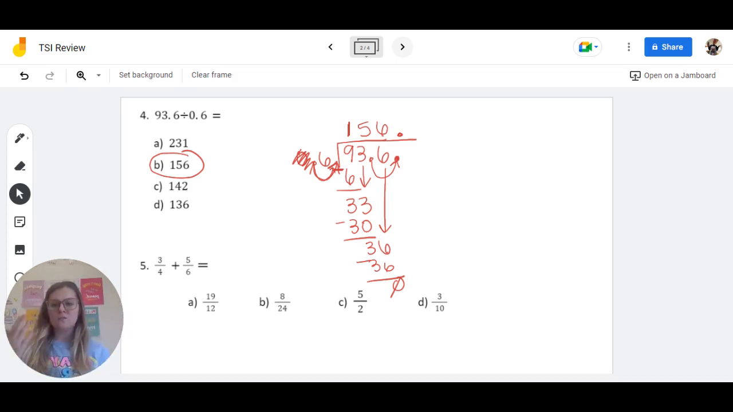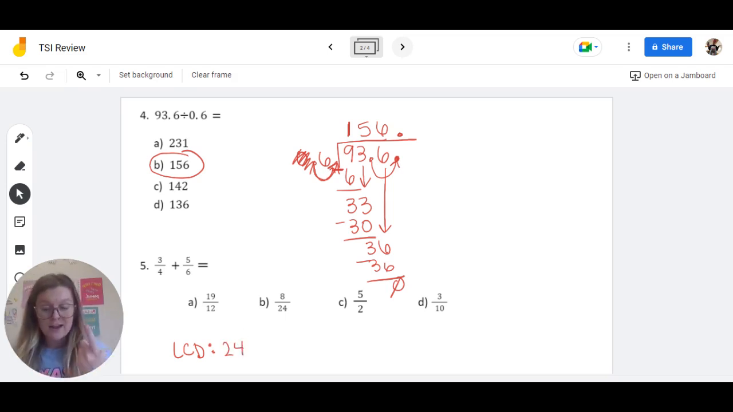Okay, last one on this page, we have 3/4 plus 5/6. The thing about fractions is when you're adding or subtracting, the denominators or the bottoms have to be the same. Right now, they're not the same. So my question is, what is the biggest number that 4 and 6 can multiply to? It's called a least common denominator. So I'm looking at these two and I'm like, well, 6 times 4 is 24. They can both multiply to 24. So I'm going to let that be my least common denominator.